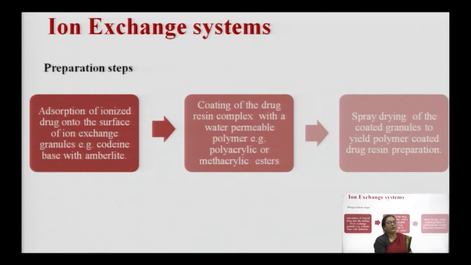If we talk of the preparation, it is comparatively very simple. First, the drug is adsorbed onto the ionized surface of the resin, and the resinate, or this drug resin complex, is then coated with a water permeable polymer. Then this system is spray dried. This leads to hardening of the polymeric coat. Now, the system is ready. Now, when it is introduced in the body, it will exchange the ions due to the permeability of the coating material.